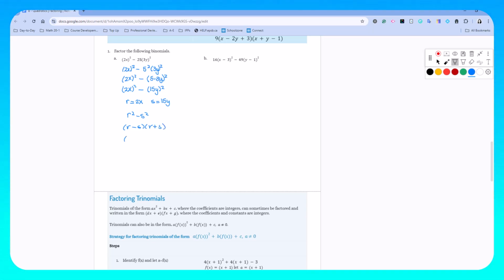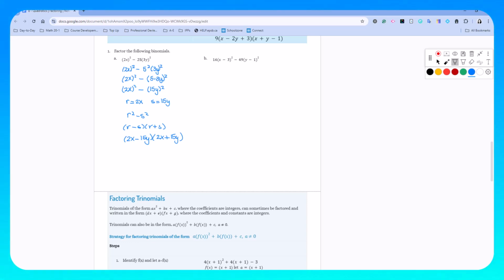Now we're going to substitute back in the r and the s. And we're going to do it over here as well. And then we're done. Nice work. Let's do the next one.